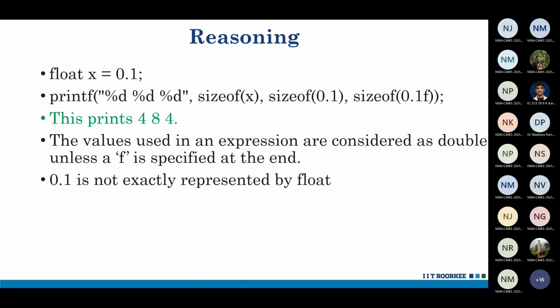Again a similar type. Here we have printf, and we are printing size of x, size of 0.1, size of 0.1f. So x is a floating point number, so it takes 4 bytes. Size of 0.1: 0.1 without any qualifier is treated as double, so we get 8 bytes. And 0.1f, the f qualifier will make it float. 0.1 is not exactly represented by float.